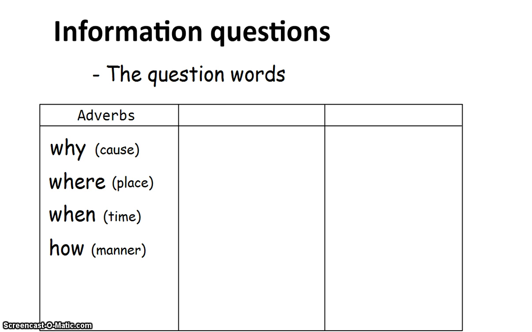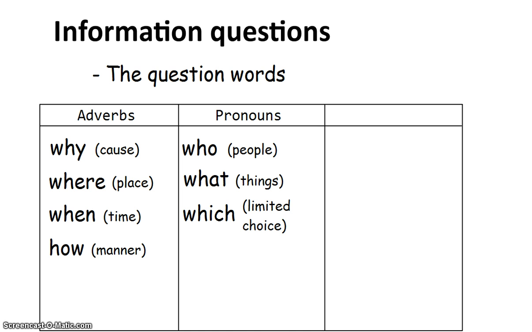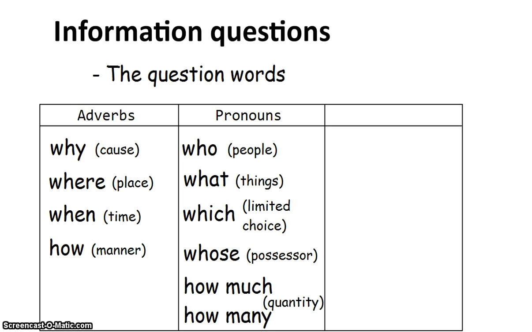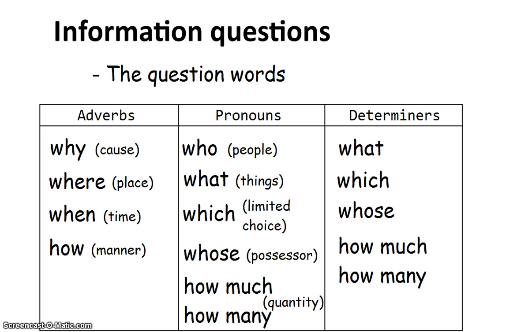The second column is the pronouns. So there are several pronouns that can be used as question words. First is who, when we ask about people; what, about things; which, when we have a limited choice; whose, when we ask about the possessor of something; and how much and how many, when we ask about the quantity. Now the last column has the determiners. They are quite similar to those pronouns, but we will see the difference just later: what, which, whose, and how much and how many.